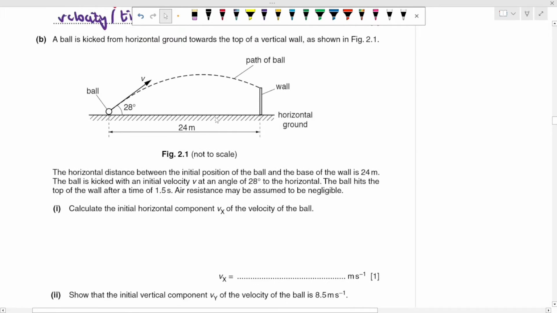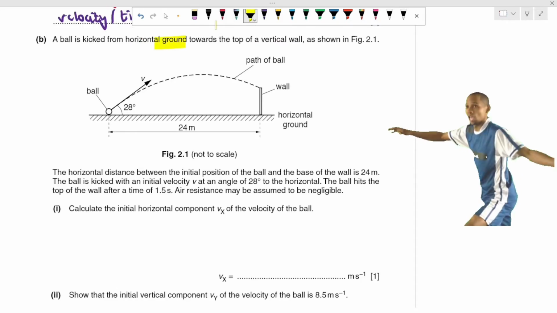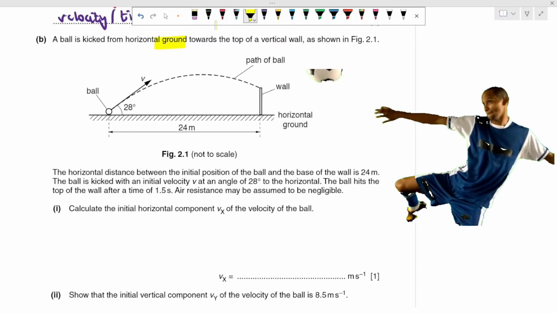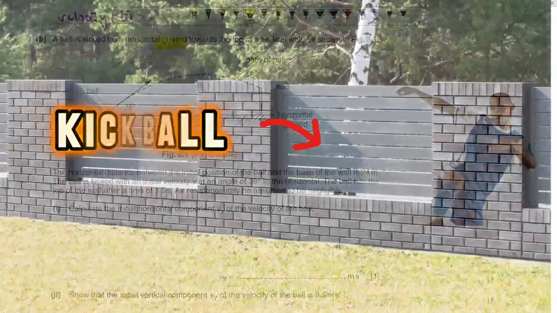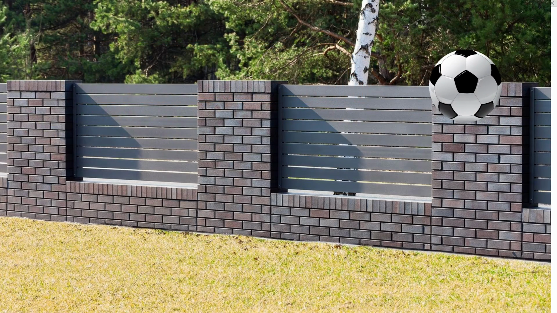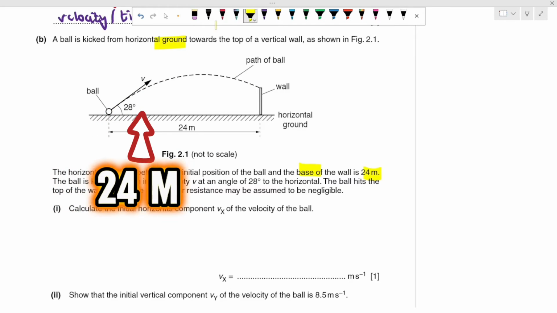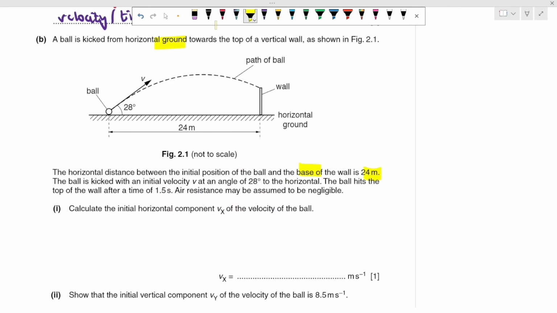Moving on to B, a ball is kicked from a horizontal ground. So we have a kid playing soccer, then they kick a ball and then it hits a wall. Maybe it's a neighbor's wall or something like that. The neighbor is going to be angry, I suppose. So the ball is going to follow a certain path, right? And then it's going to arrive and follow a certain trajectory. The resultant distance between the initial position and the base of that wall is 24 meters. So the child was 24 meters away from the wall when they were doing this.